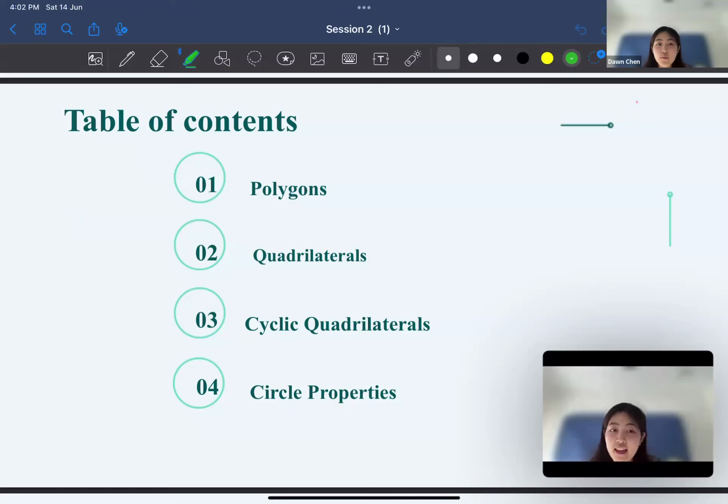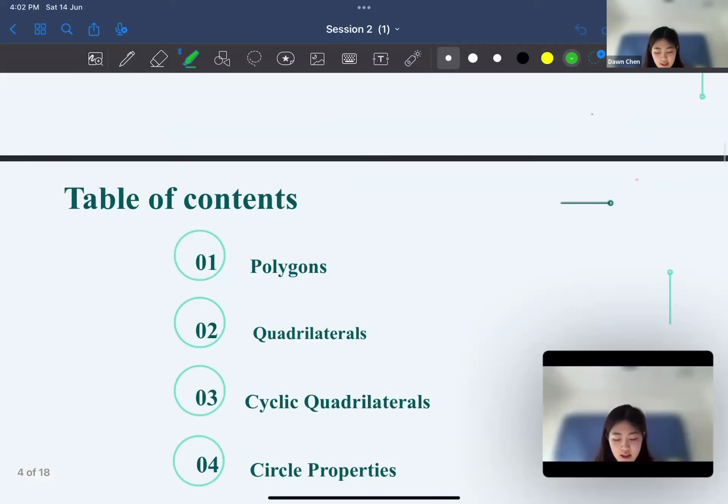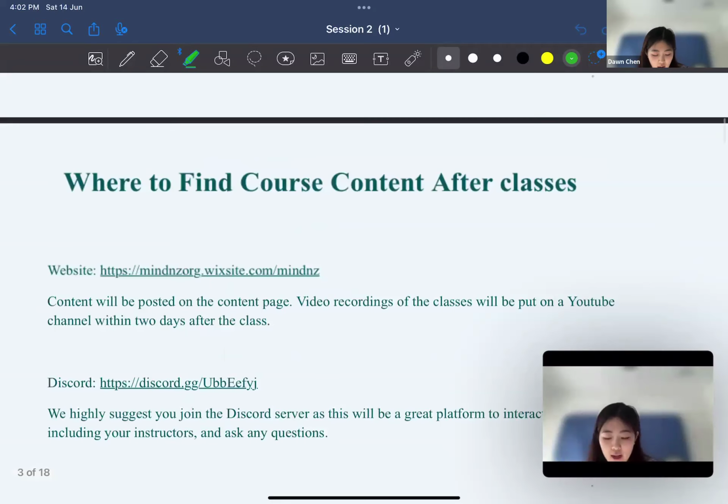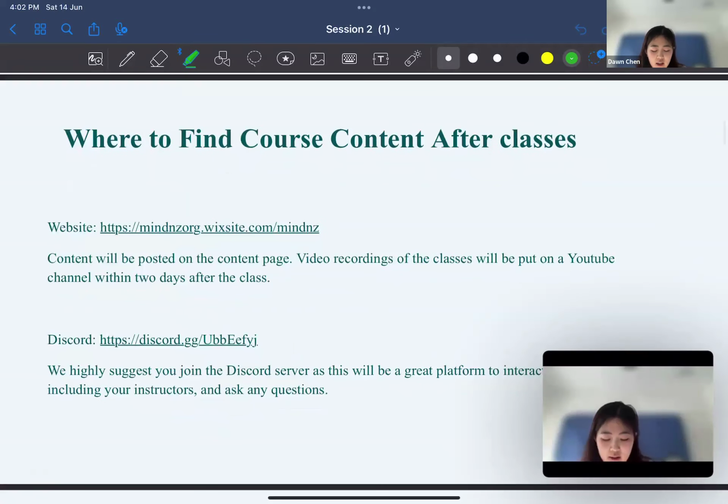And today we'll just be covering again some geometry, and we'll be covering content on polygons, quadrilaterals, cyclic quadrilaterals, and some circle properties. And like I said before, if at any point you want to ask any questions, just feel free to go ahead. There aren't a lot of us either, so just feel free to ask any questions you have in mind.